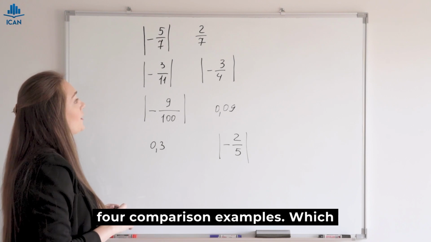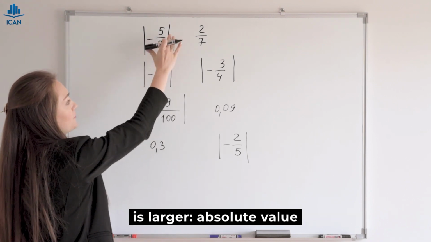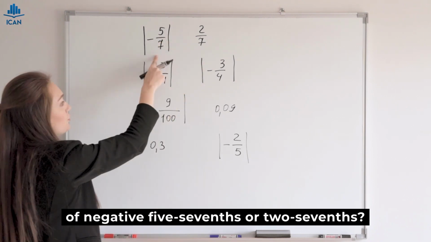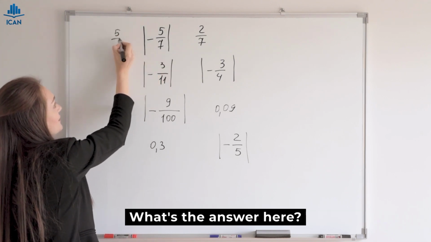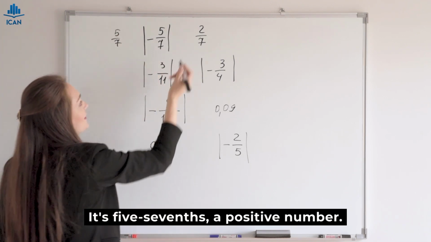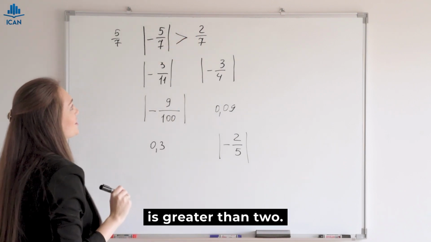Let's solve 4 comparison examples. Which is larger, absolute value of -5/7 or 2/7? What's the answer here? It's 5/7, a positive number. So it's larger as 5 is greater than 2.